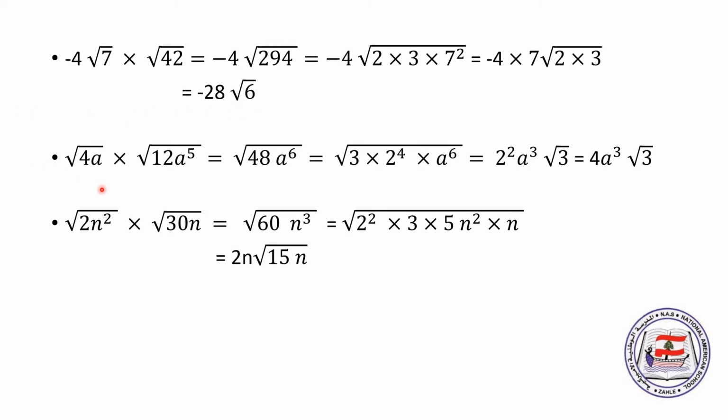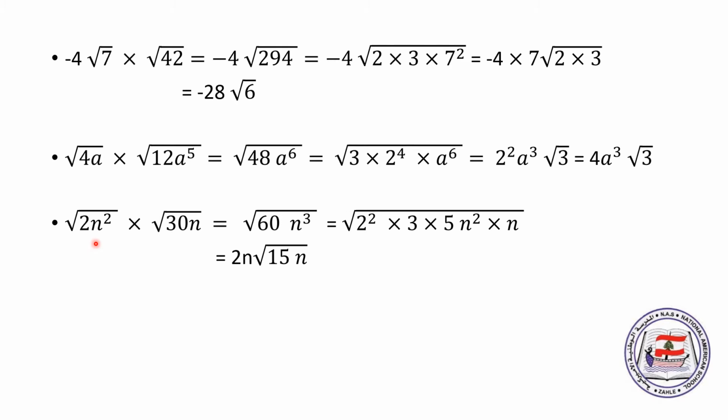Square root of 4a times square root of 12a5. We need to multiply first the radicand, so we get radical of 48a6. Writing the prime factorization of 48, we get square root of 3 times 2 to the power 4 a to the power 6. So 2 to the power 4 and a to the power 6 can be reduced. We get 2 square a3 square root of 3, which is 4a cubed square root of 3.